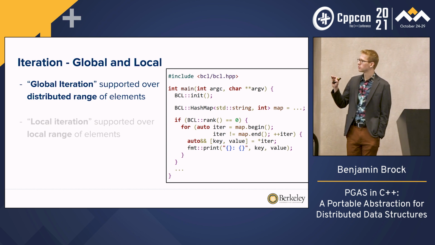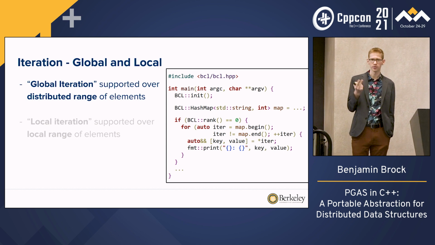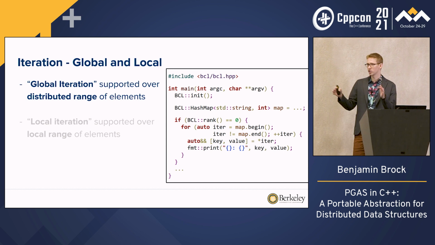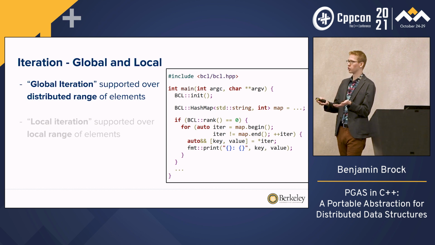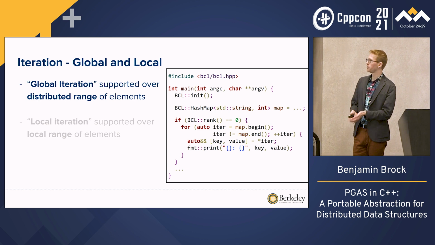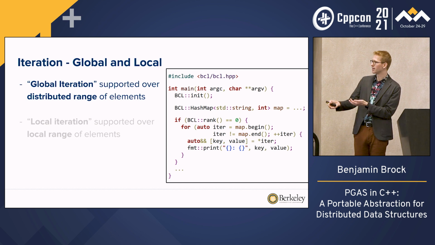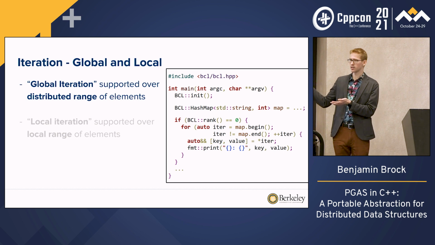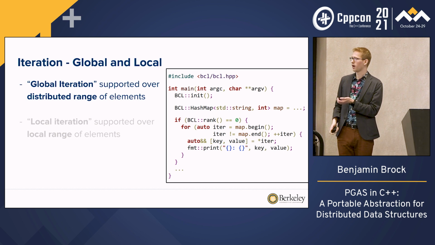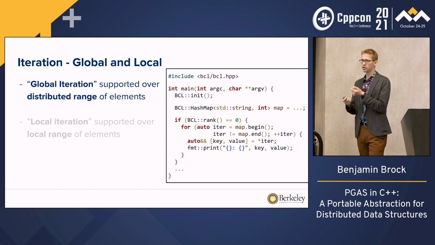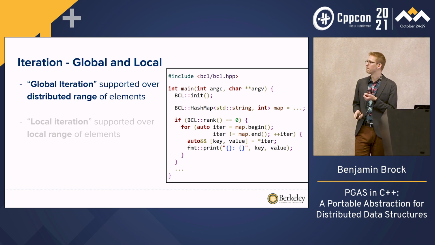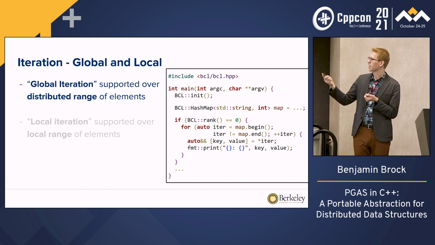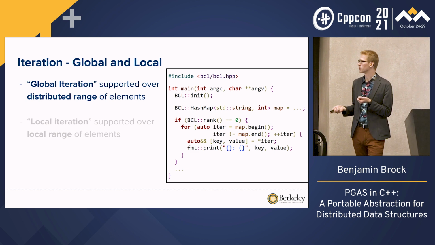When it comes to iteration, we have two different concepts. One of them is global iteration, which is analogous to iteration over a normal C++ container. We have a begin and an end, and then we can iterate over all of the things that are stored in this hash map in a distributed fashion. This will perform all the RDMA operations you need to retrieve the data under the hood. And we're using a little bit of destructuring here to get the key and the value, and then we can have them all be printed out by rank number 0.